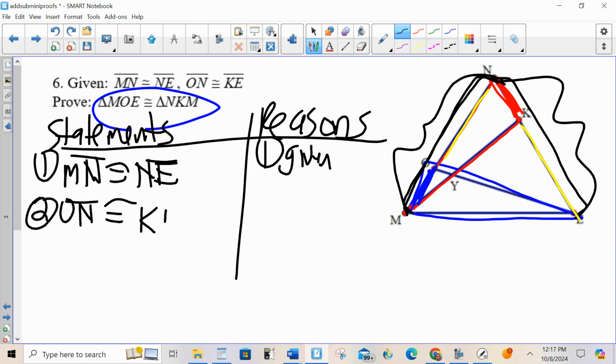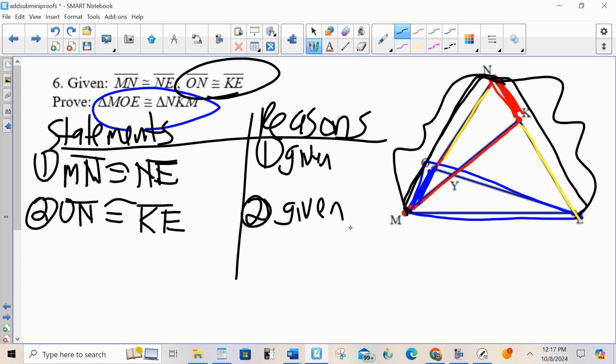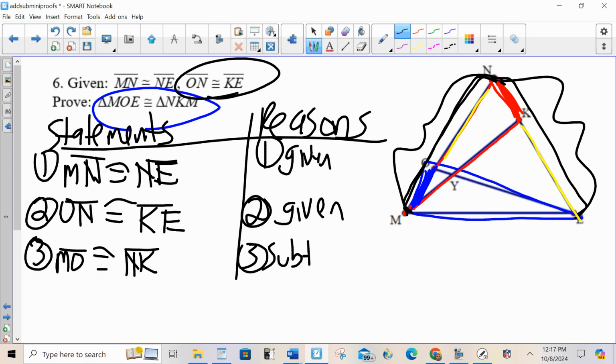Now, it's not reflexive. This is not the same segment, so I need to know that they're congruent. Do I know that they're congruent? Yes, because it's given to me. So it's not going to always be reflexive. It could be given, or when things get more complex, it can come from a lot of different areas. Now, if I subtract those, I get what I want, which is MO and NK. Those are the sides of the triangles I'm trying to prove. So MO is congruent to NK. Subtraction property.